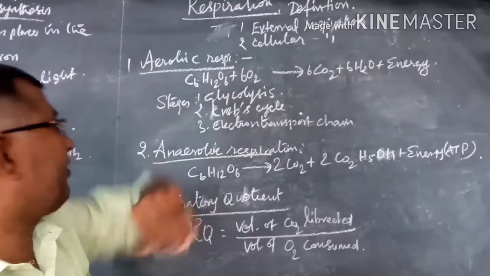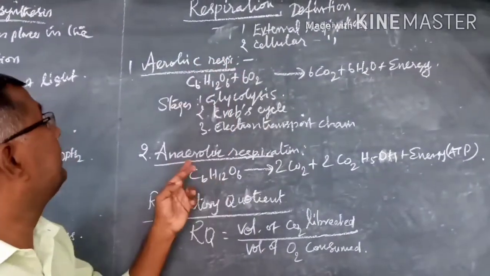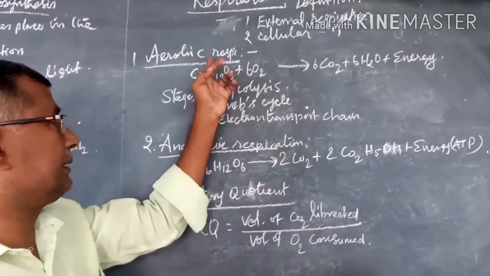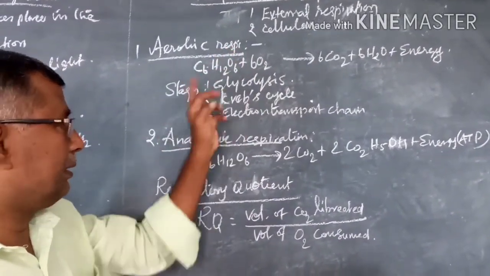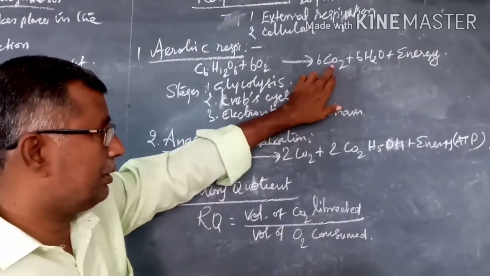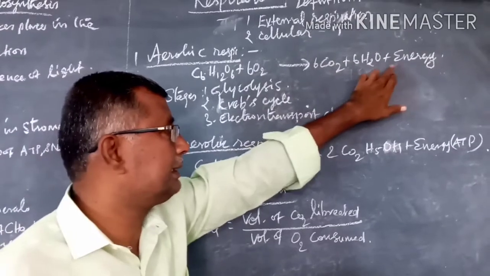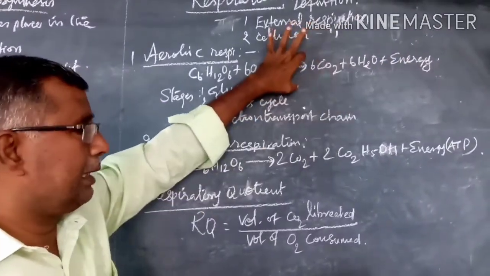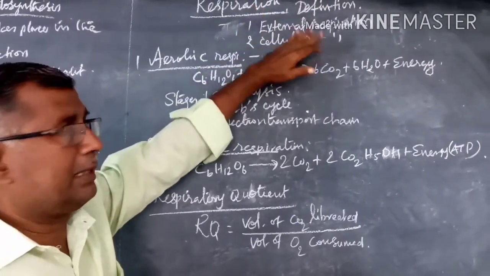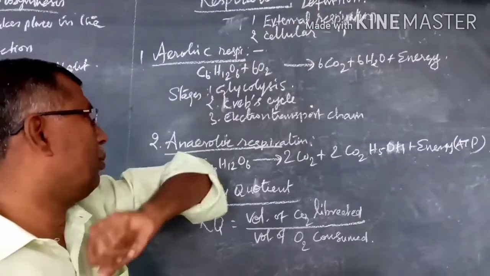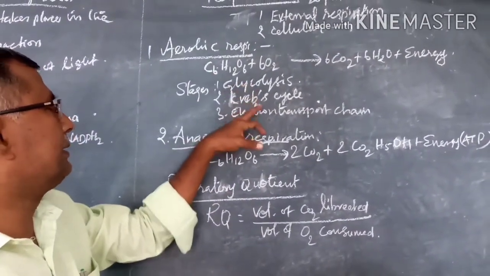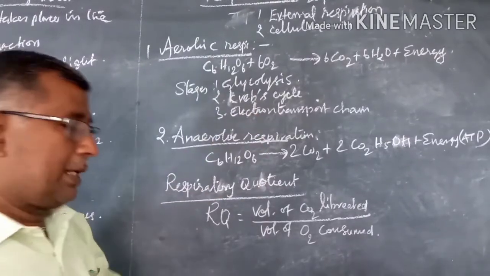Respiration is further divided into aerobic respiration and anaerobic respiration. If oxygen is present, then the respiration is called aerobic respiration. Glucose plus oxygen is reduced into carbon dioxide, water and energy. During aerobic respiration, a high amount of ATP molecules is produced, so the energy is much more. Understand? It is divided into three steps: glycolysis, Krebs cycle and electron transport chain.